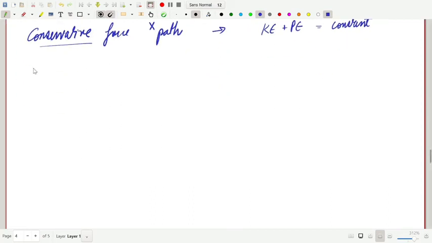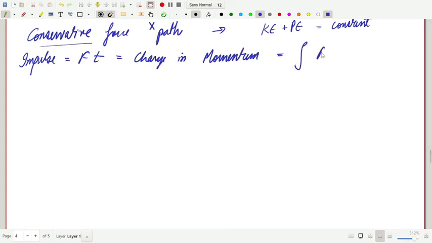Now impulse is equal to force into time, also equal to change in momentum, integration f dt.